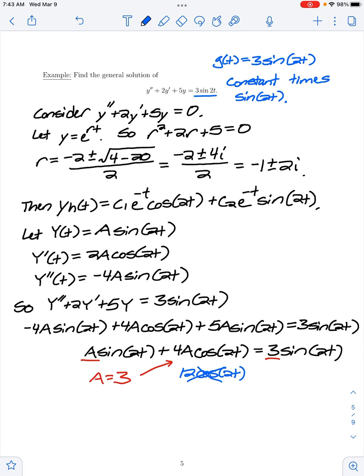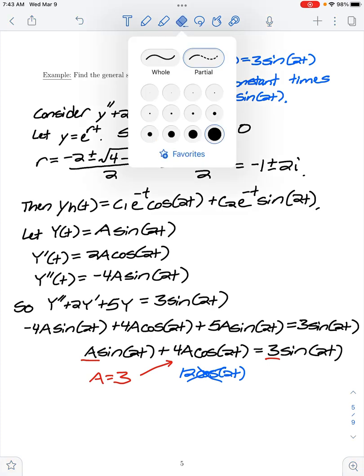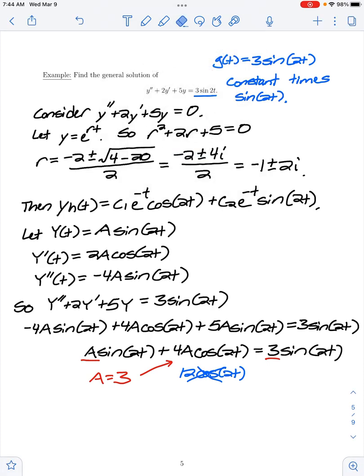So we find that our initial guess for the form of the particular solution doesn't work out here. The reason is, when we find the first derivative of our sine function, it involves a cosine, and we don't see the cosine terms match up. So let's go back to our assumption about the form of the particular solution.